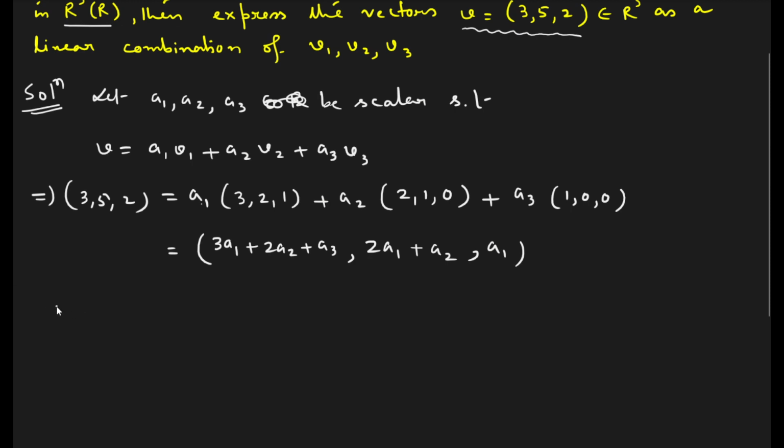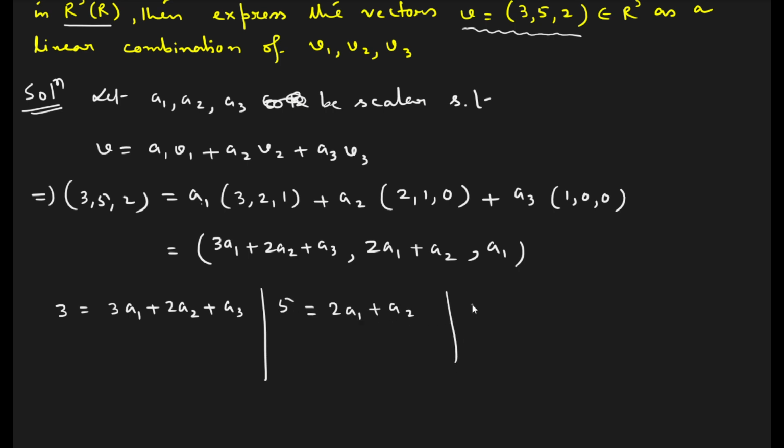So if we compare, 3 equals 3a1 + 2a2 + a3, then 5 equals 2a1 + a2, and finally 2 equals how much? a1. So here you see, we directly got the value of a1. So a1 is how much? a1 is 2. Now if we put a1 here, in place of a1 if we write 2, so 2 into 2, 4, plus a2 equals 5. So this implies a2 equals how much? 1. Okay, and then let us put a1 and a2 here.